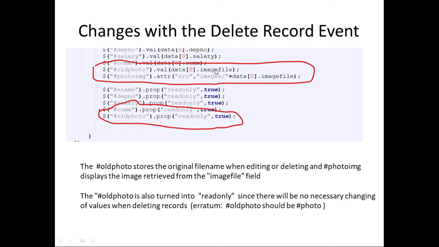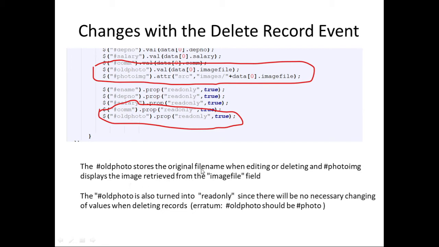For delete, it's the same with the previous one. What we retrieve, we place on the old photo, and although maybe this one is useless already, we display the image. So using the file name from our table or the database, we retrieve the image from the images folder, then using the file name, we change the source of our photo img. And this should not be old photo, this should be photo.